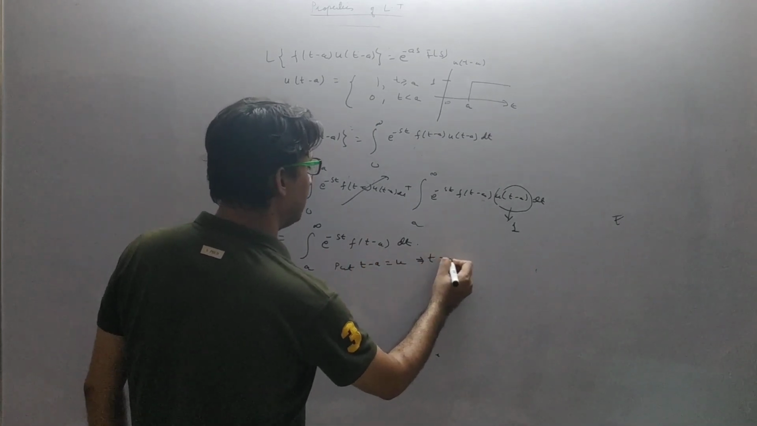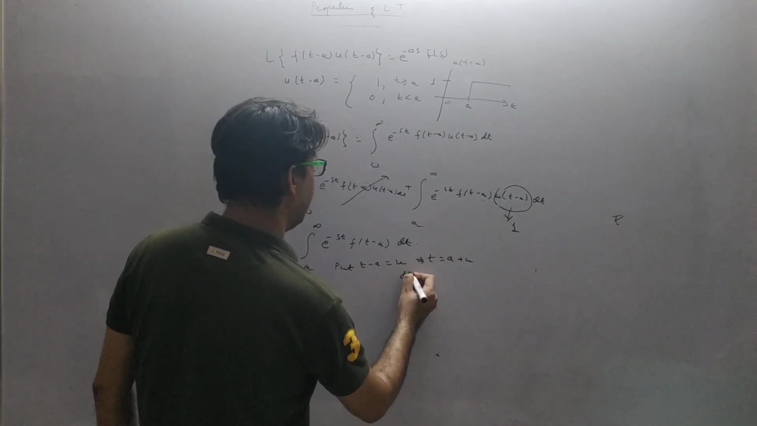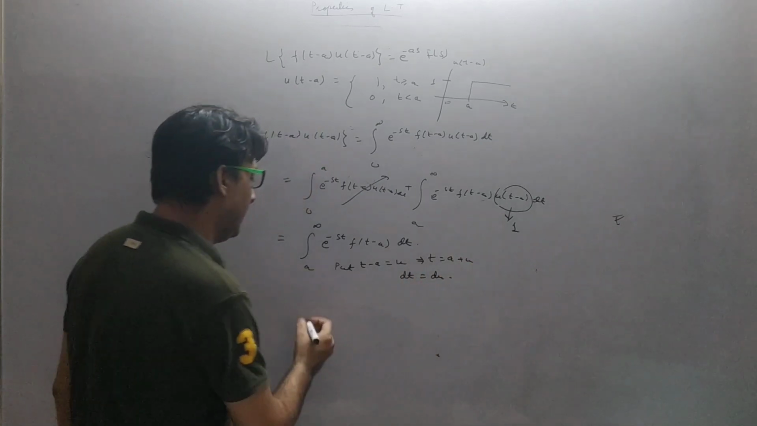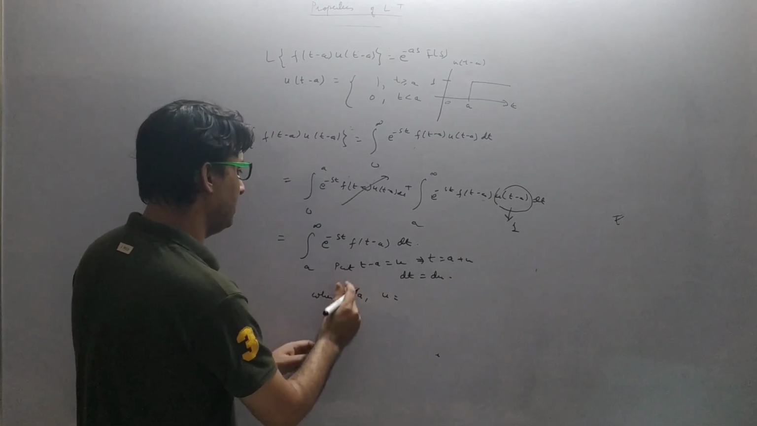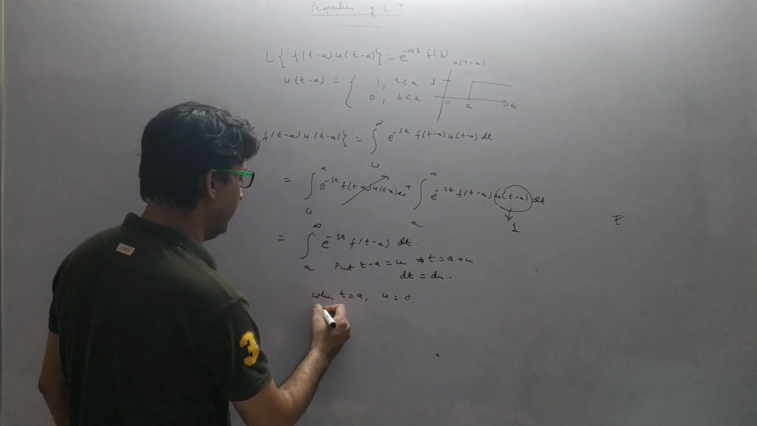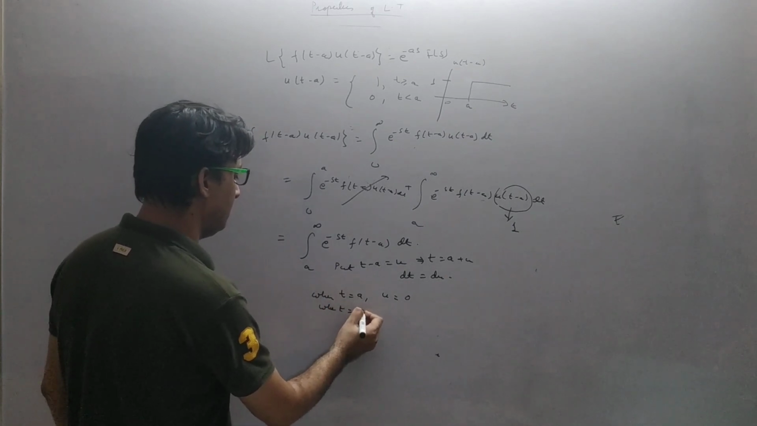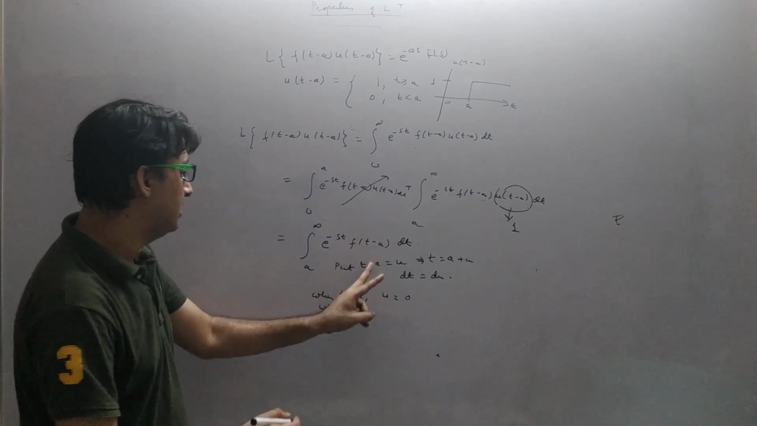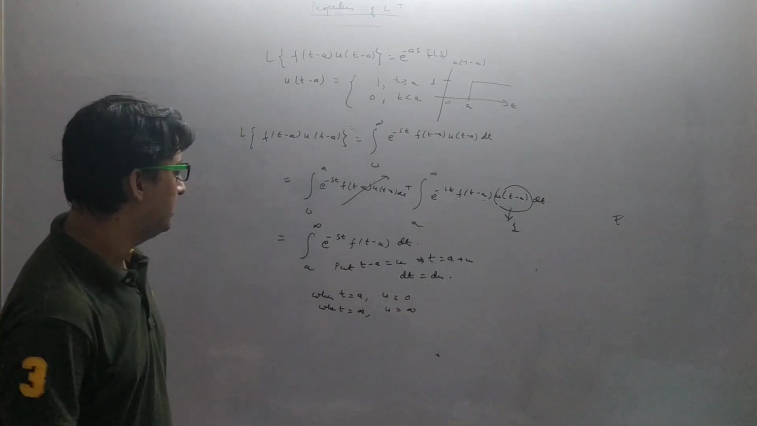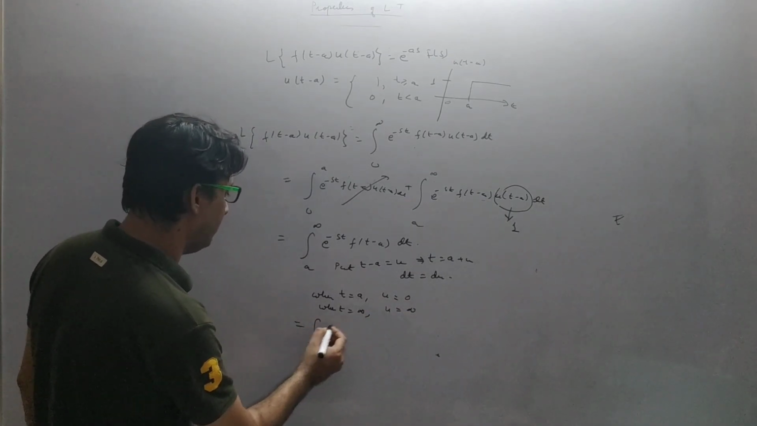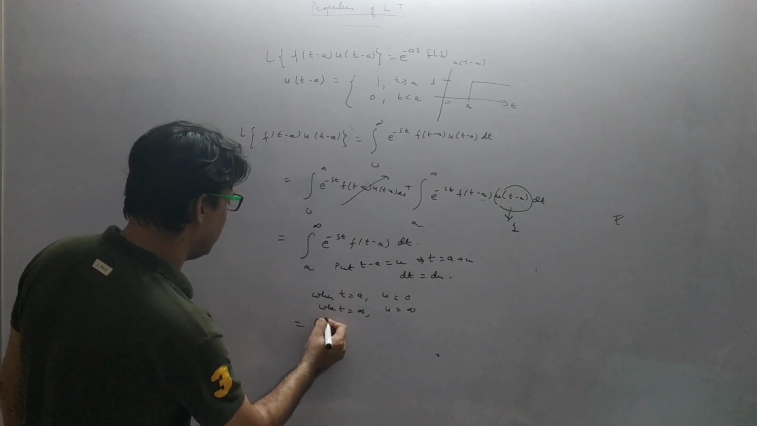We get t is equal to a plus u. What we get? dt is equal to du. Now when t is equal to a, u is equal to, we put a minus a, 0. When t is equal to infinity, what we get? u is infinity minus a, infinity. Alright, now we are just going to put what we have got. So u transforms to 0 to infinity.